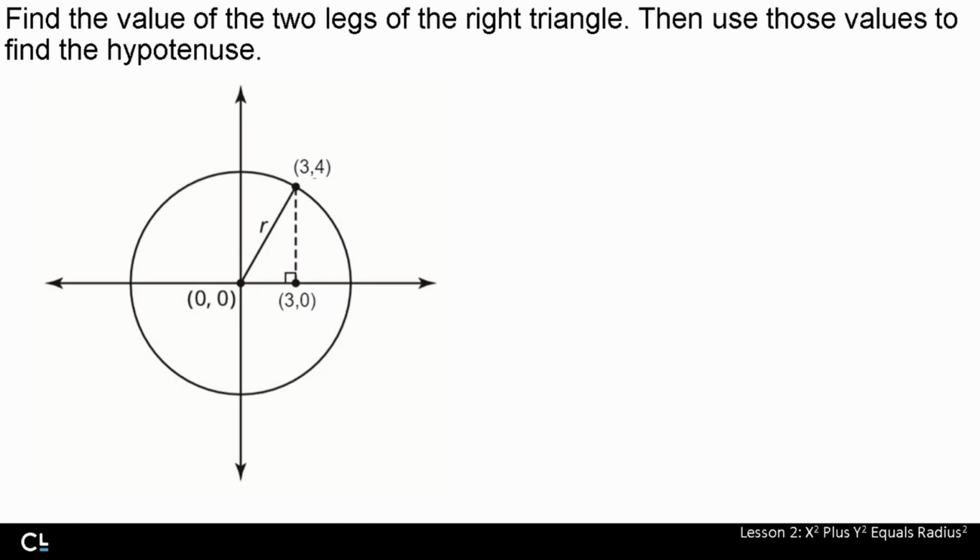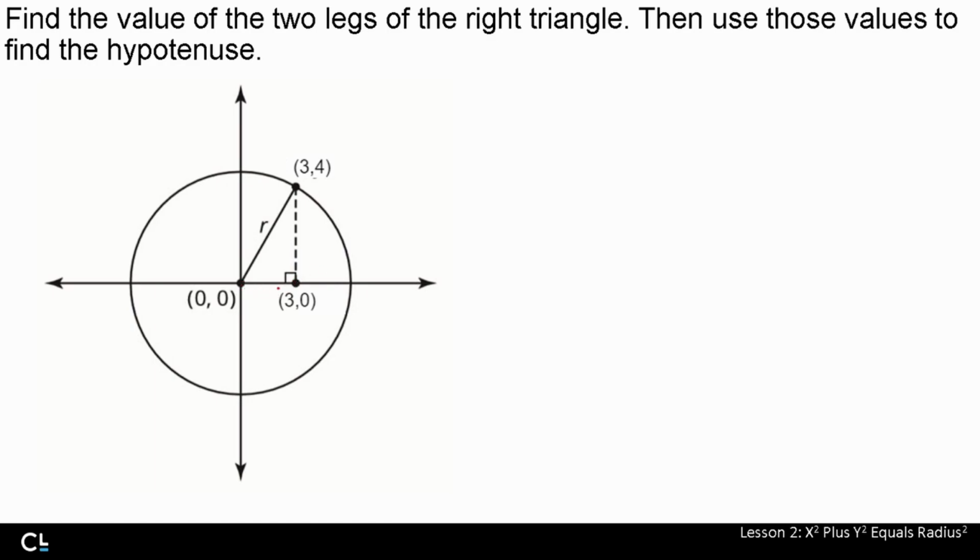So first off, it says find the value of the two legs of the right triangle, then use those values to find the hypotenuse. Now, if we notice, this triangle is inside of a circle, and our hypotenuse here is our radius of that circle. So we're trying to find the radius once we find the value of these legs. So first we need to find the values of these legs.